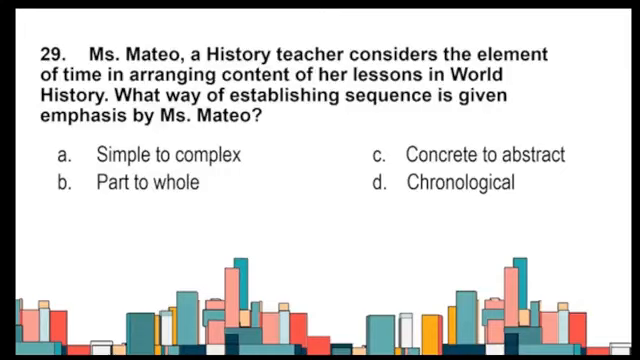Okay, 29. Okay, so the answer is letter D, chronological, no? World history, no? Arranging of content through making use of time elements, no? So that is chronological. All right, correct. Okay, 29 is letter D, chronological.